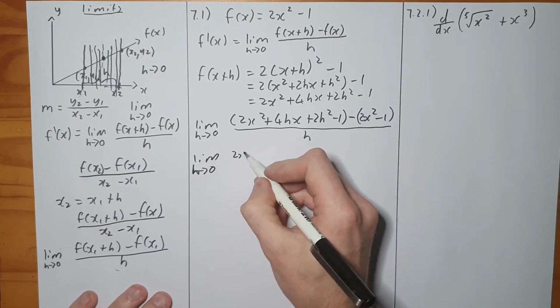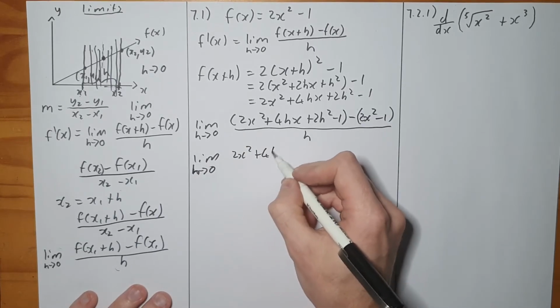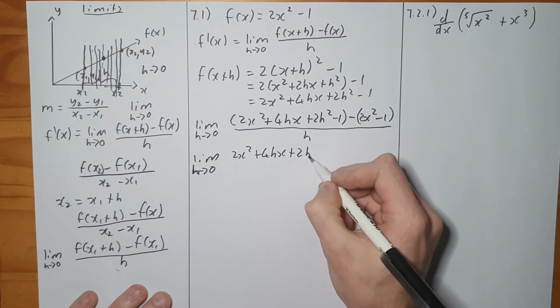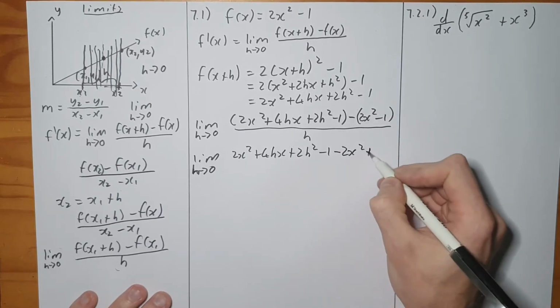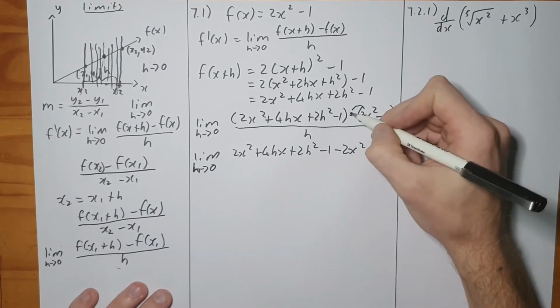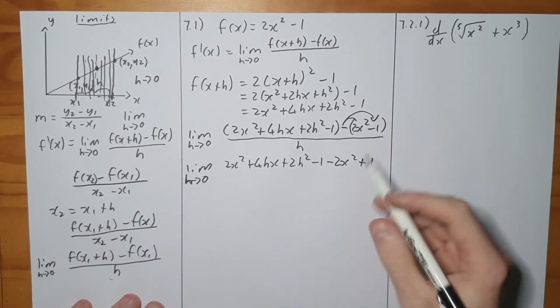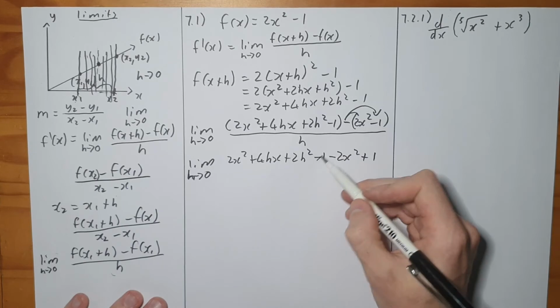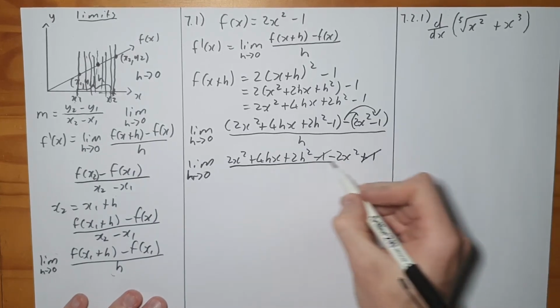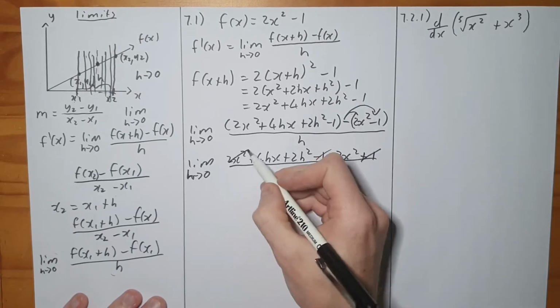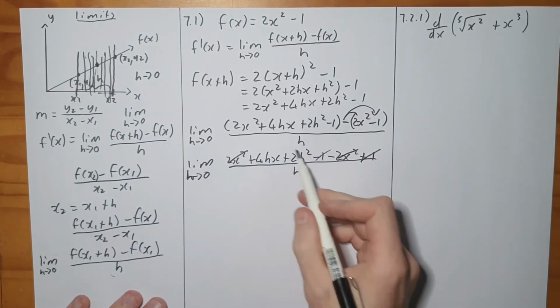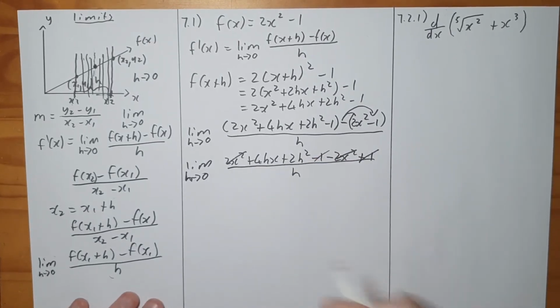Okay, that's 2x squared plus 4hx plus 2h squared minus 1 minus 2x squared plus 1. Okay, remember to distribute your negative in. So now we can see this doesn't have an h, that cancels out. Oh, this is all over h. Minus 2x squared and 2x squared, that also cancels out. So now we only have terms with h in it left over.